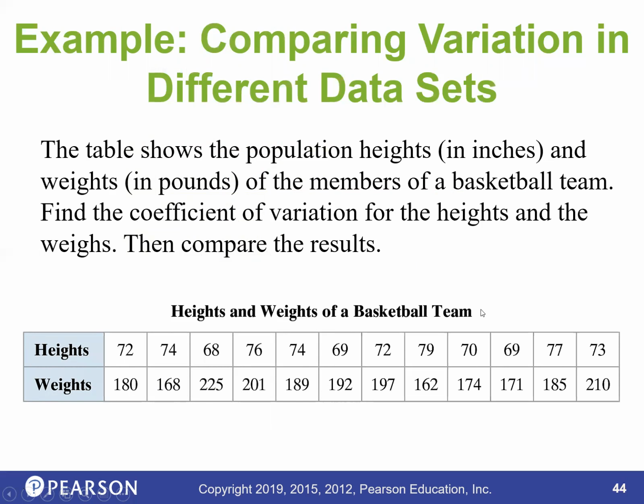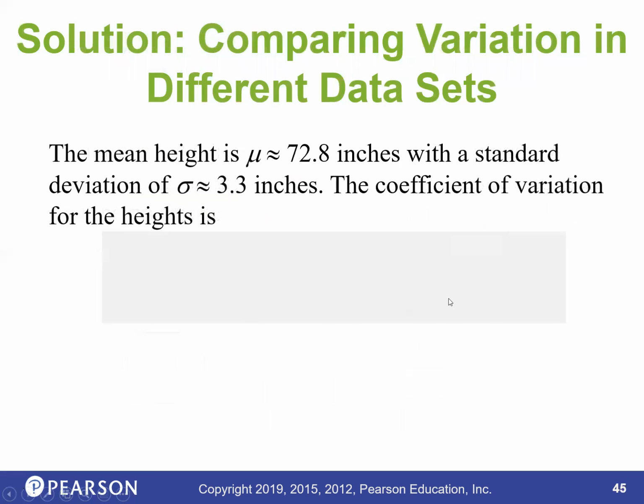So I'm going to number crunch for you. We're not going to do what we did last time, make tables, not cool. So here it is. I'm going to give it to you. If I took the average height, it would be 72.8 inches. If I tabulated all that, it would give me a standard deviation of 3.3. Give me the coefficient of variation for the heights.